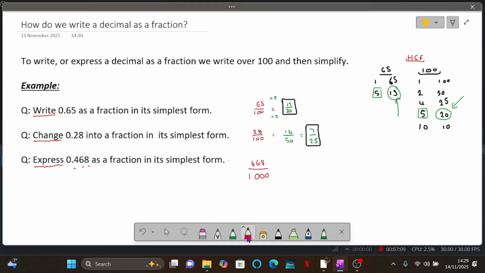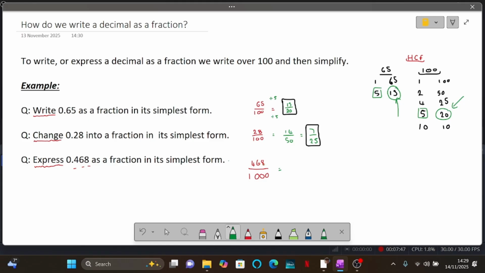Okay, so let's now simplify this. Again, we can find the highest common factor of 468 and 1000, or we can do this in small steps. Now, since most of you are here because you need the extra practice, you can press pause and find that highest common factor for yourself now. Or you can let the video play and we're going to go through this in the small steps that we demonstrated in the second example. Okay, let's take a look.